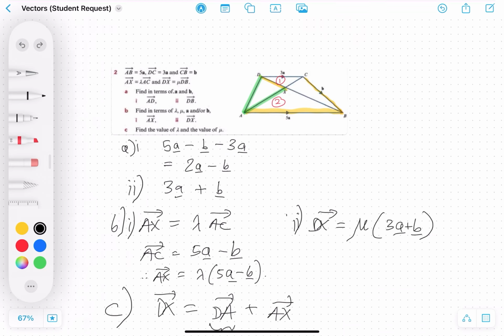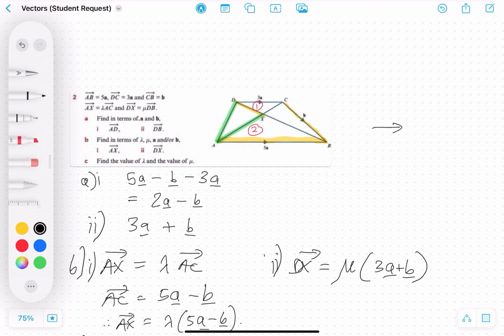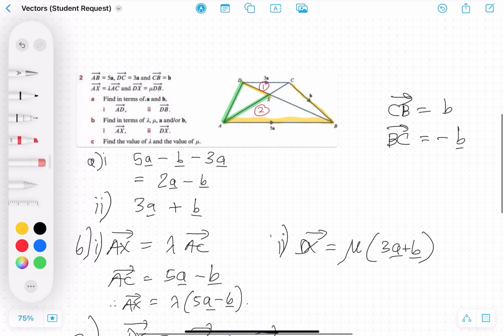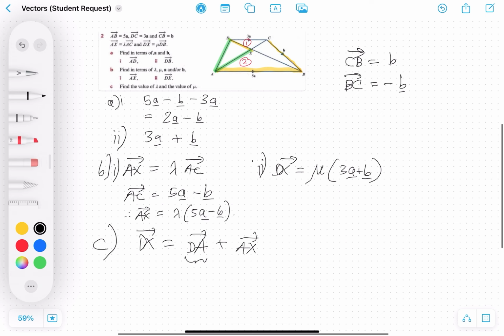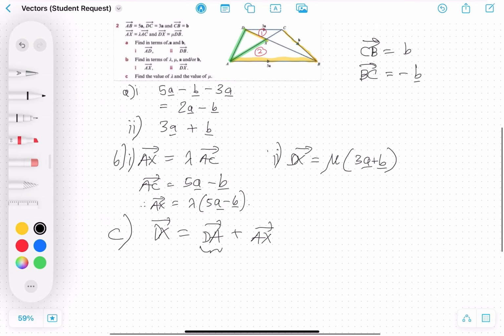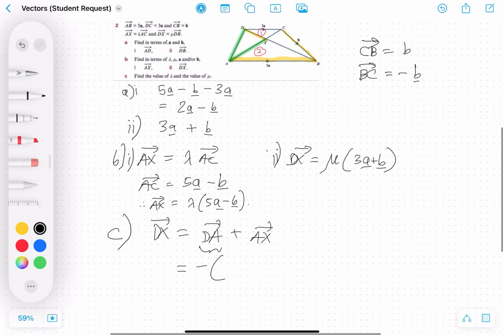And so if you remember, if we have some vector, for example, if we know that CB is equal to B. And what I mentioned earlier in the video is that if we go in the opposite direction, it's always the negative of whatever the initial vector is. So therefore, DA is the negative of AD. So therefore, it's equal to negative of 2a minus b, what we found in the first question.